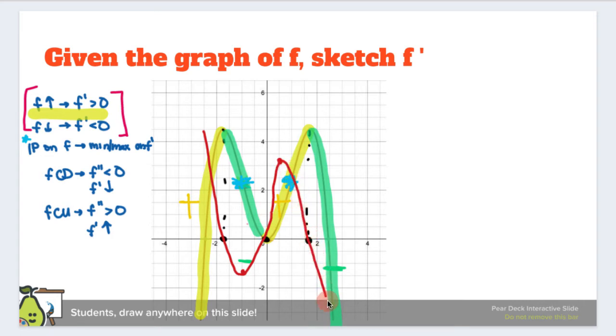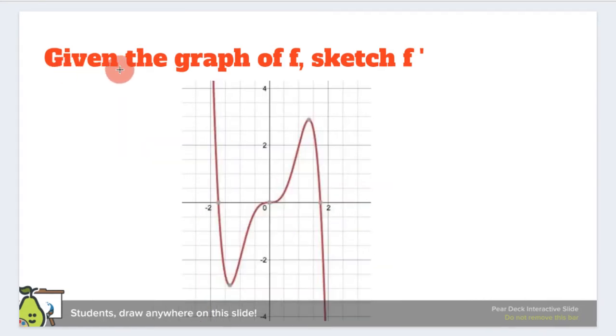So really just connect. You know, the positive is up here. Positive, connect the dots. Negative, positive, negative. Make sure that the inflection points are marked. Those are the things I'm going to be looking for. Another one, given the graph of f, sketch the graph of f prime. Let's do the same type of thing.